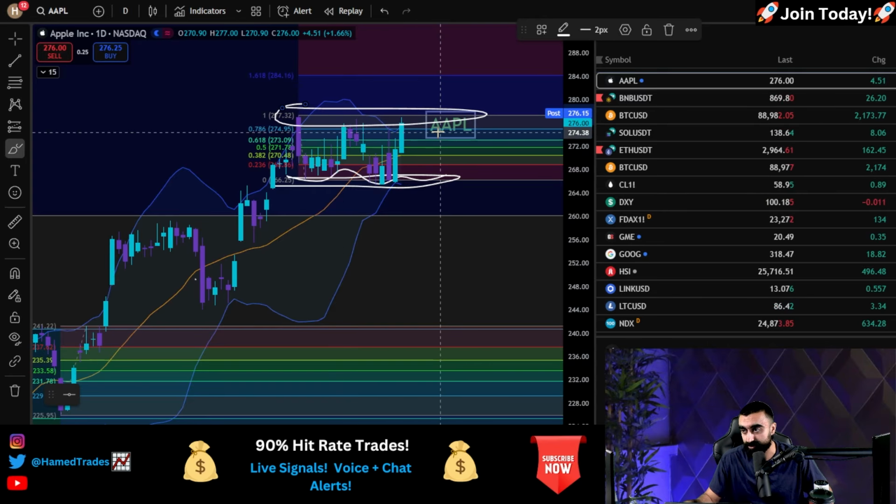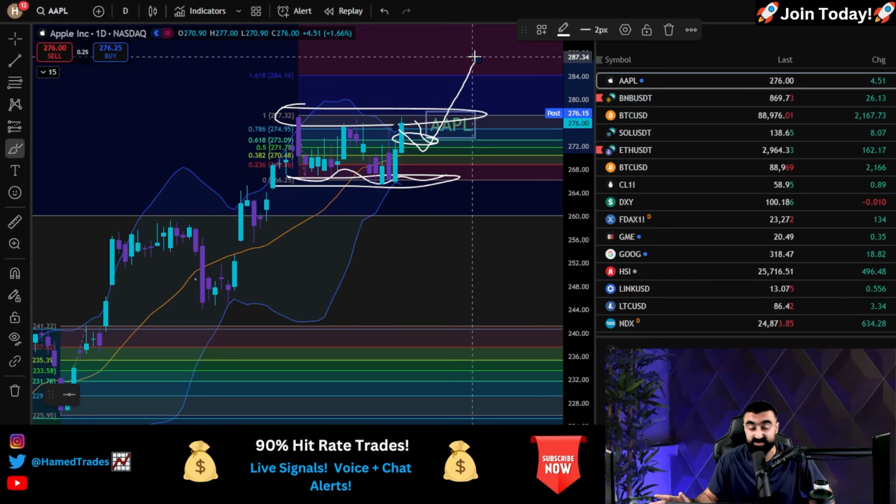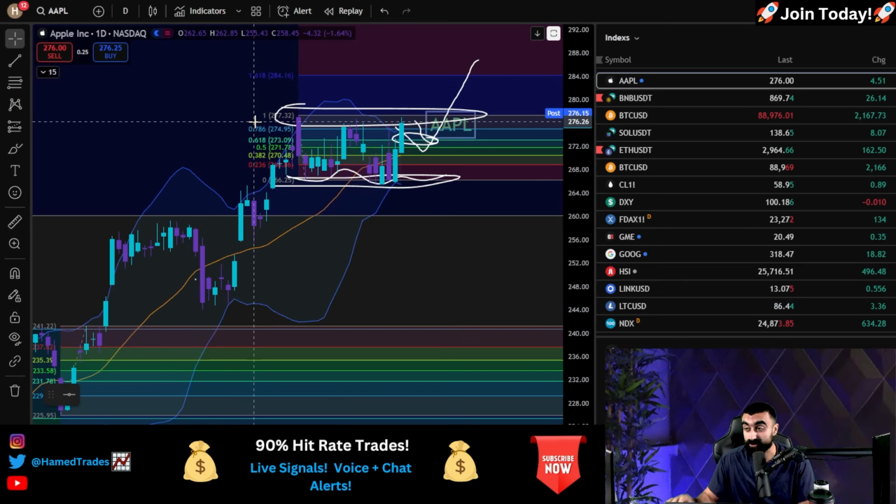If we did want to get a pullback, it could end up occurring, but we need to see 272 continue to hold as support on Apple. And if that does, we should see 280, 290 very, very soon on Apple, in my opinion. It's right around the corner. Apple still looks really, really strong.